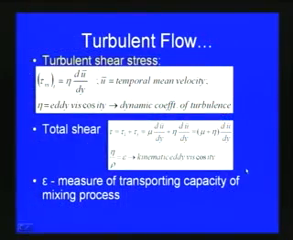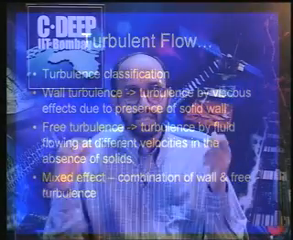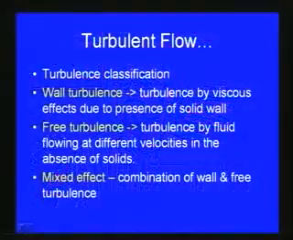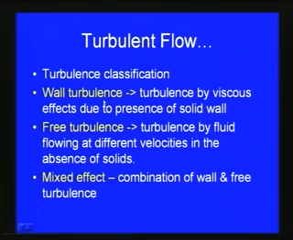Now, before deriving the basic equations of turbulent flow, we will see some classifications of turbulence. We have already seen the various causes of turbulence and the various factors affecting how a flow changes from laminar to turbulent. Based upon this, we can classify turbulence into 3 categories. The first one is called wall turbulence. Wall turbulence means turbulence caused by viscous effects due to the presence of a solid wall.